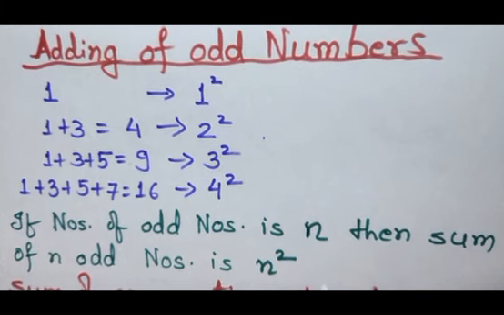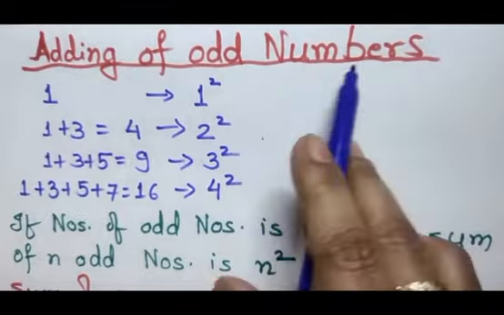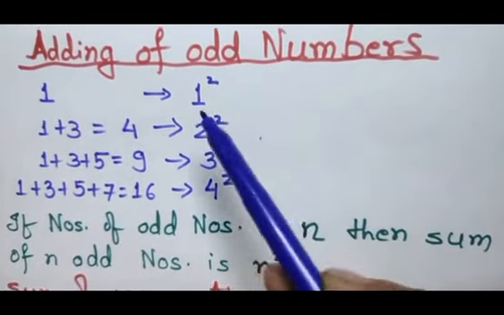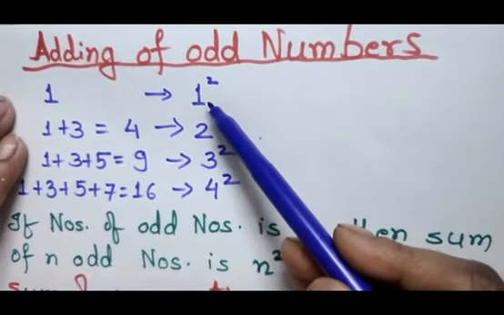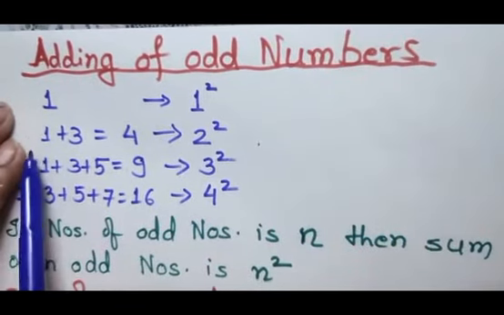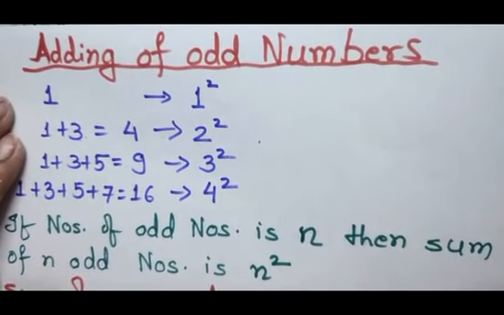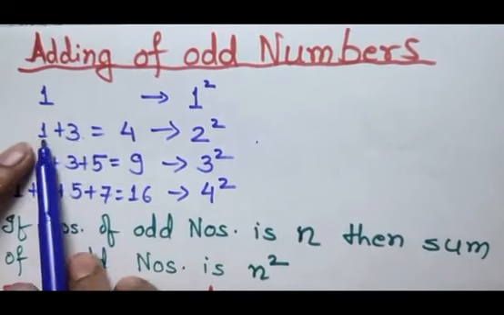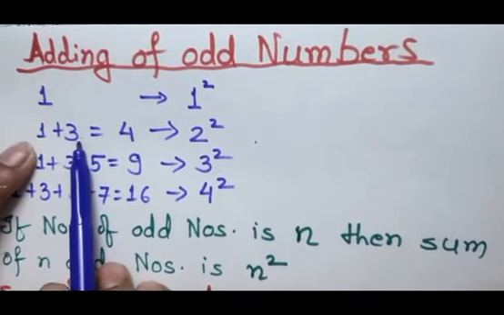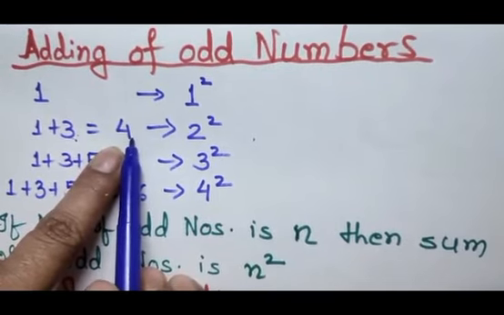Another property of square number is adding of odd numbers. It means square of any number can be represented as a sum of consecutive odd numbers. Or you can say when we add consecutive odd numbers, it gives you a square number.